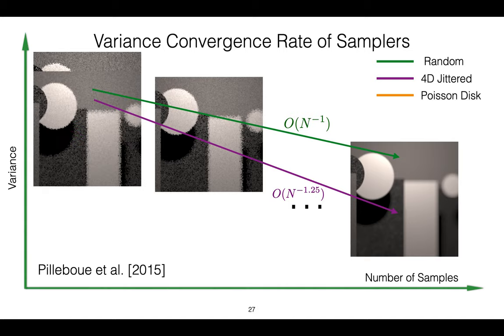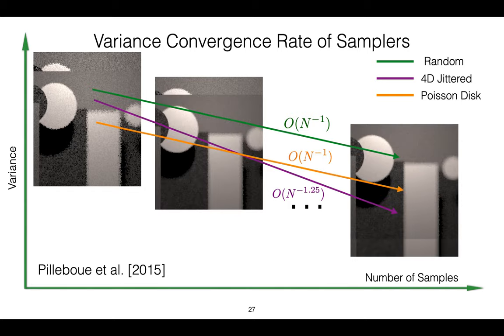For Poisson disk, which shows good quality results at a very low sample count, it was observed and derived that the underlying convergence rate was 1 over n. This means that sampling patterns like Poisson disk are good when the sampling budget required is low, which is the case in most real-time applications. But for applications where the integration time is not crucial, it's better to use jittered samplers.